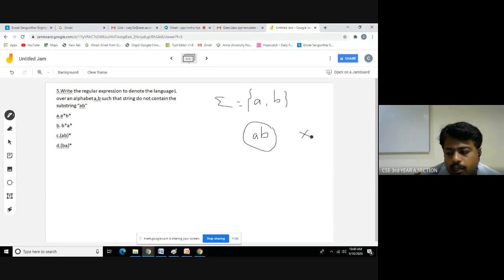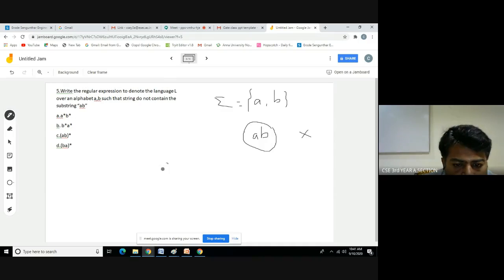So how are we going to solve this? Everyone can understand the question: AB is a substring, and that AB substring is not contained in the given language. That is the question. So what is the option? Now we will see that. First you have to check a star, b star.